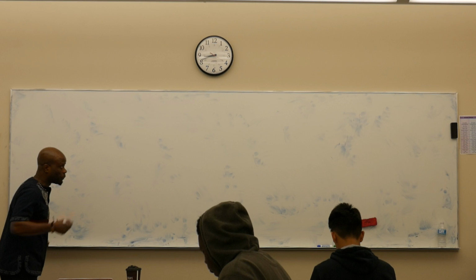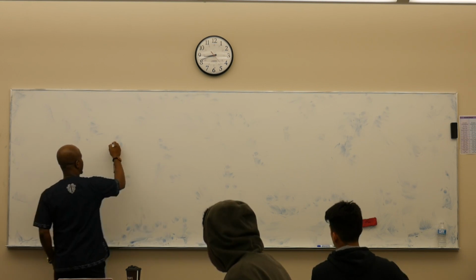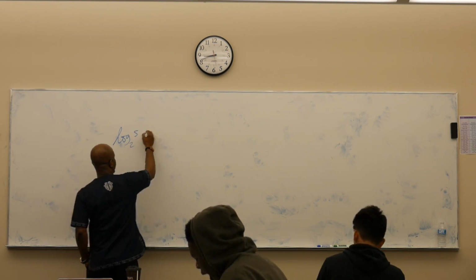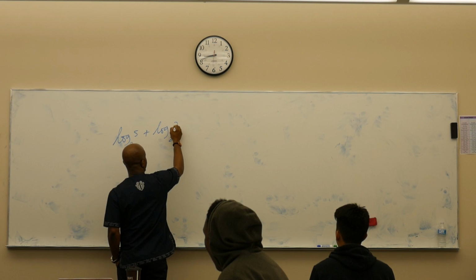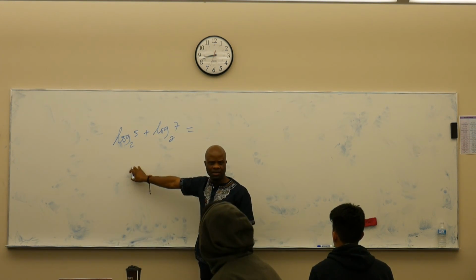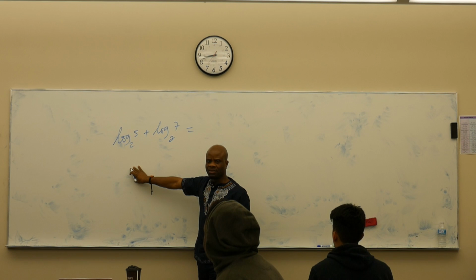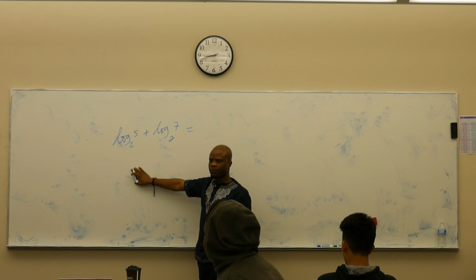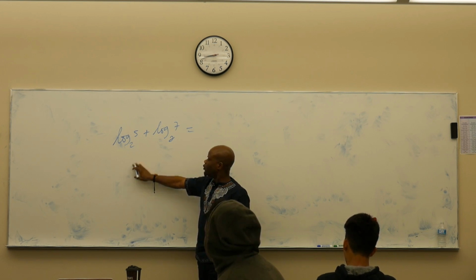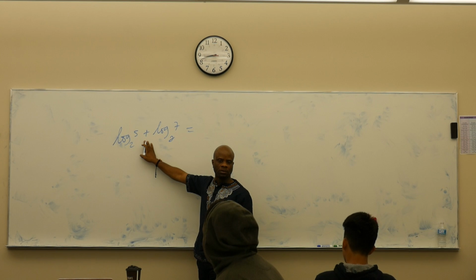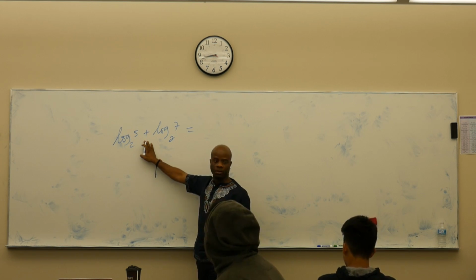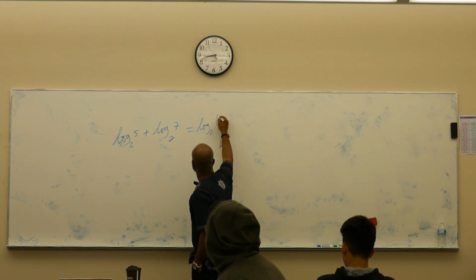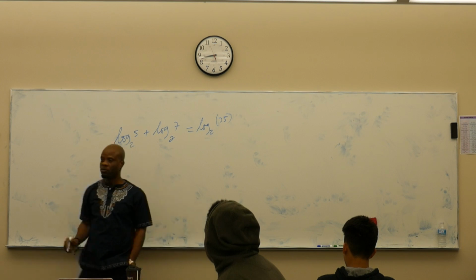Okay? Because, for example, if I have the log base 2 of 5 plus the log base 2 of 7, I can condense this, right? What does it become when I condense it? What do we do when we have an addition? We condense it. Okay, so then what do we get? The log base 2 of what? 35.